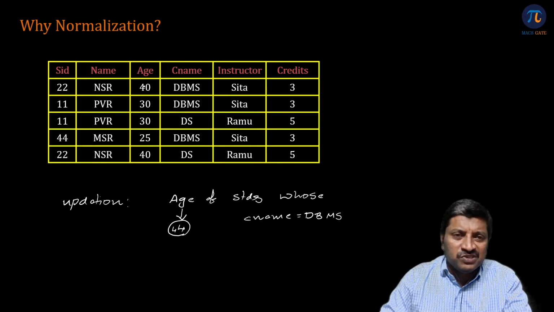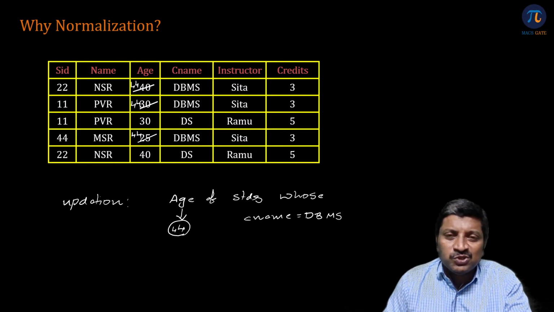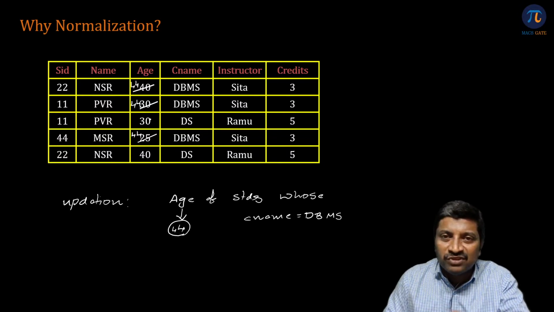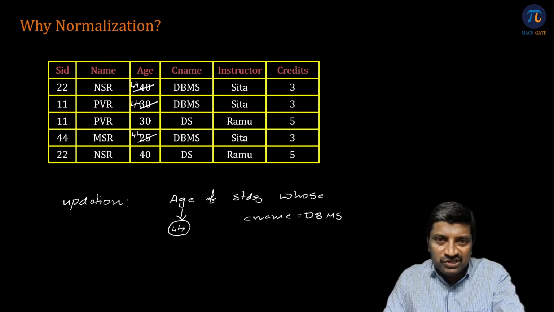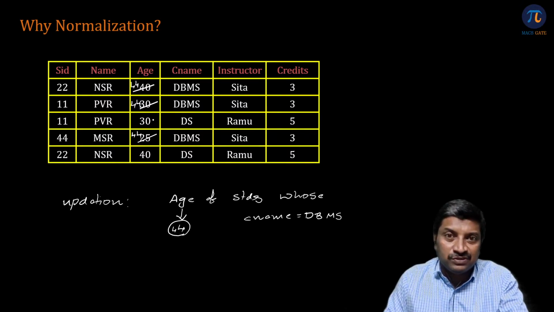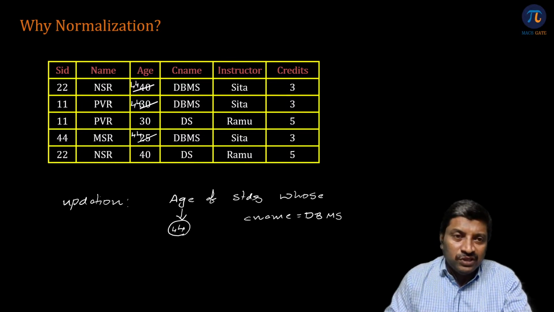So then what will happen, sir? In the first row, it will be updated as 44. Even in the second row, it will be updated as 44. Even in the fourth row, it will be updated as 44. Am I clear, sir? Actually, we are supposed to update the age of a particular student depending on the student details, not on the details of the course in which he registered. But this is the wrong thing we have done in this case. This is the mistake we have done.